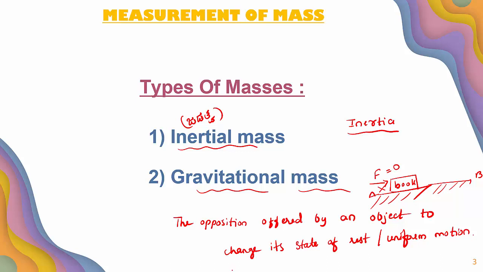You already studied this in 8th standard. Again, you are going to study in PUC first year in the chapter laws of motion. In that chapter, in detail, you are going to study about inertia. That is Newton's first law of motion. So now you can concentrate only on the types of masses. What are the two types of masses? Inertial mass and gravitational mass.